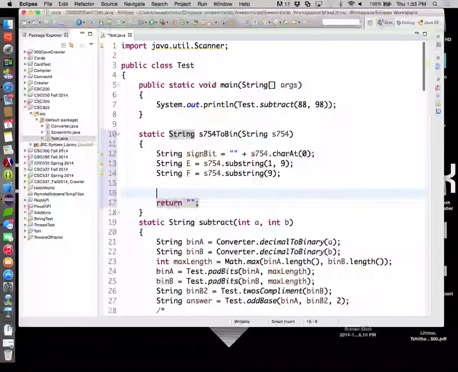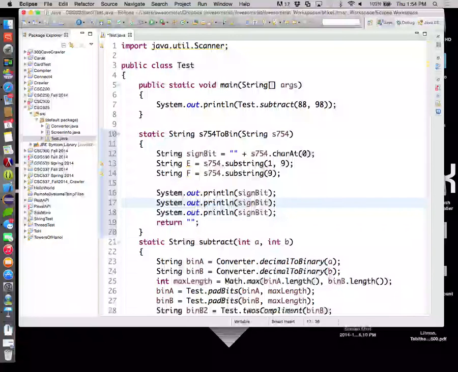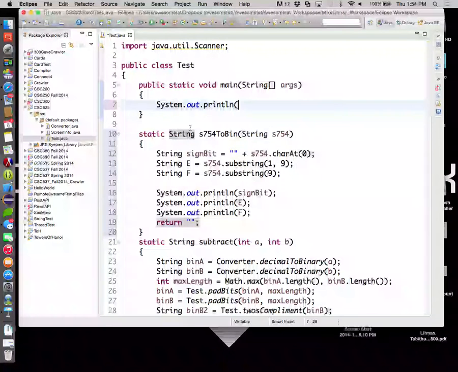Let's go ahead and just print out the sign bit, E and F, and prove that we're getting the right stuff. All right, then we'll make our call to this. Class method or instance method?